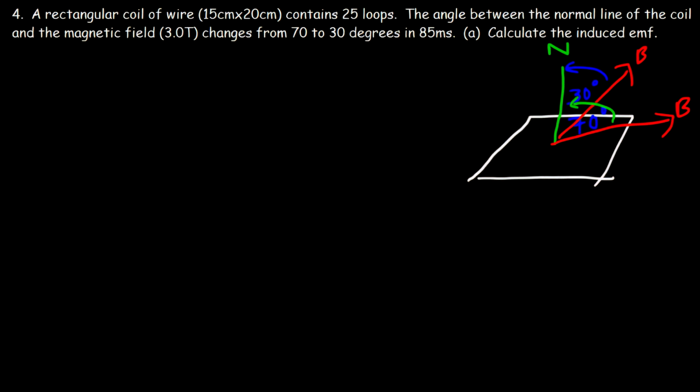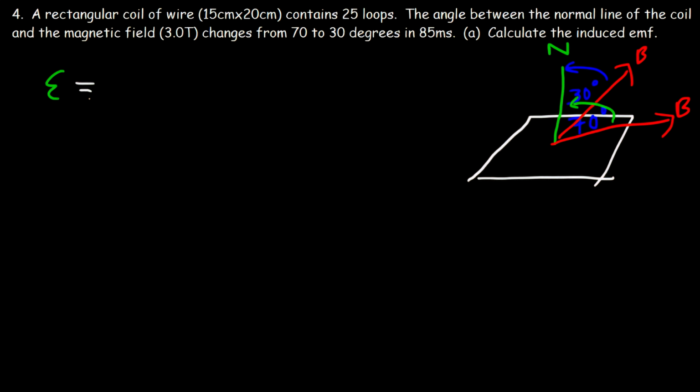How can we use this information to calculate the induced EMF? By the way, there's two ways the angle could change. Either the magnetic field is constant and the coil changes relative to the magnetic field, or the coil is held in place and the magnetic field changes direction relative to the coil. Now in this problem, it really doesn't matter which one changes. All we need to know is just the final angle and the initial angle.